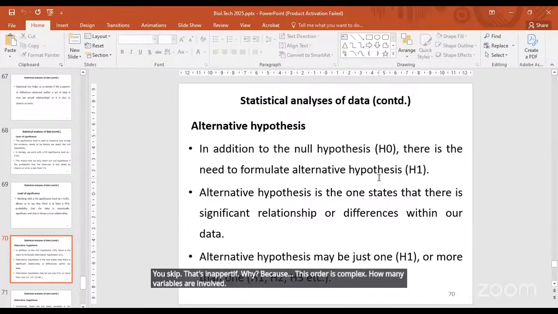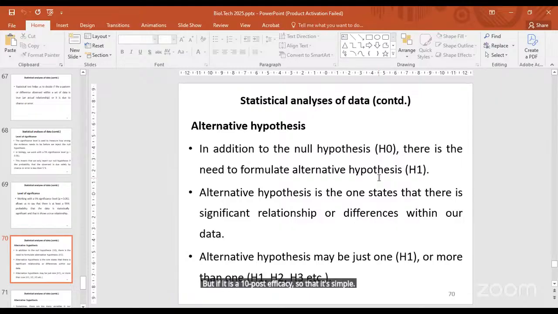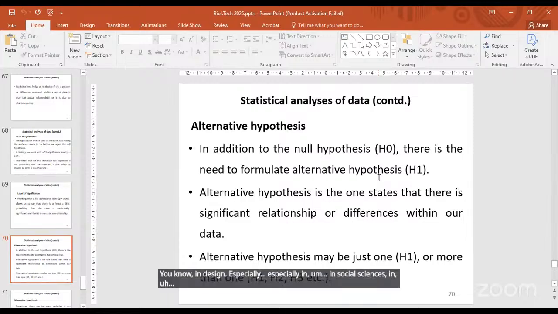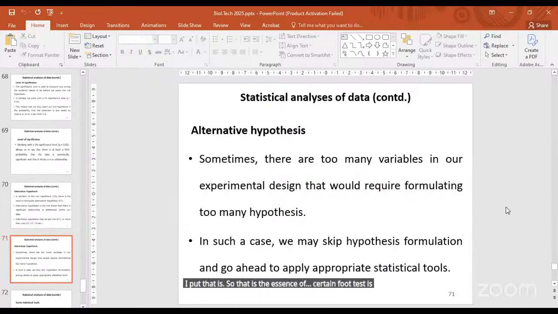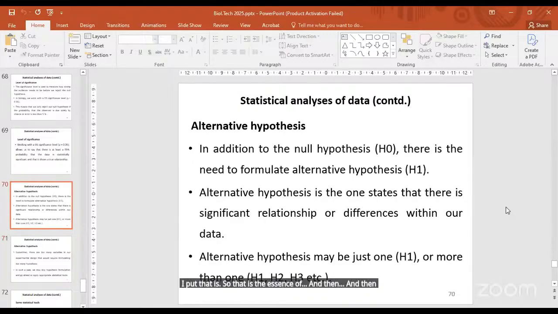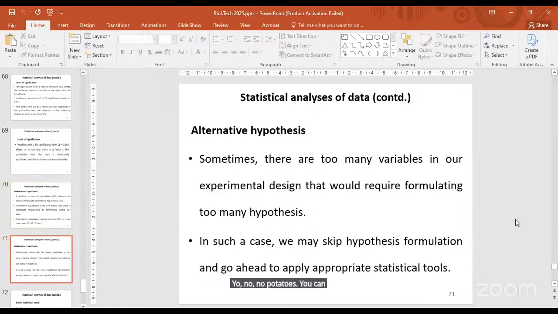But if it is a study that is simple enough in design, especially in social sciences, in education, you can decide to begin to set hypotheses. So that is the essence of setting hypotheses. And then after you have rejected your null hypothesis, you can uphold your alternative hypothesis.